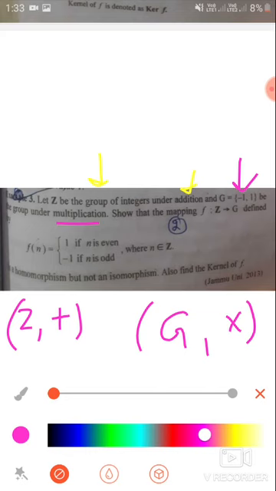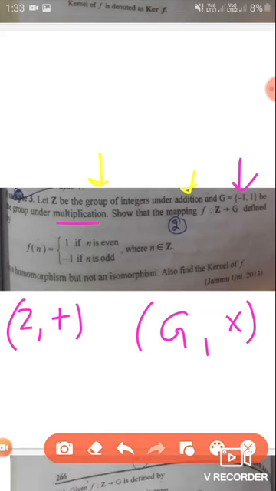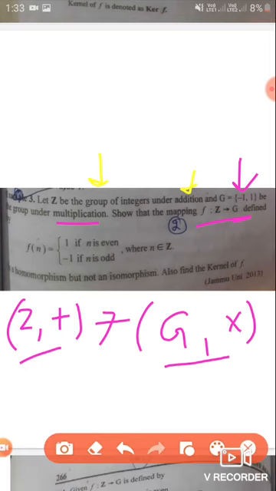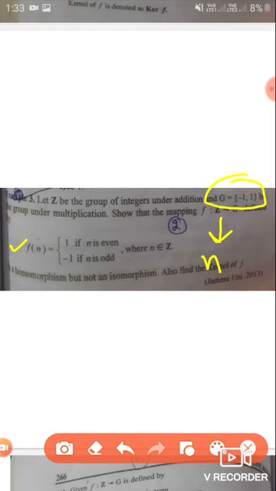Fine. What we have to do is to show that the function from this set to this, which is also mentioned here, that is defined by this, is a homomorphism. It takes the elements present in the set of integers, that is of the form n, to the elements present in this set, which is 1 and -1.